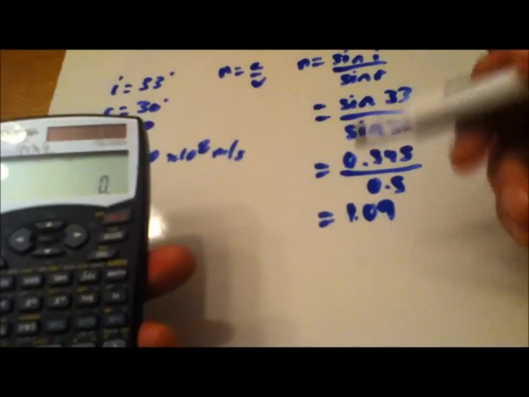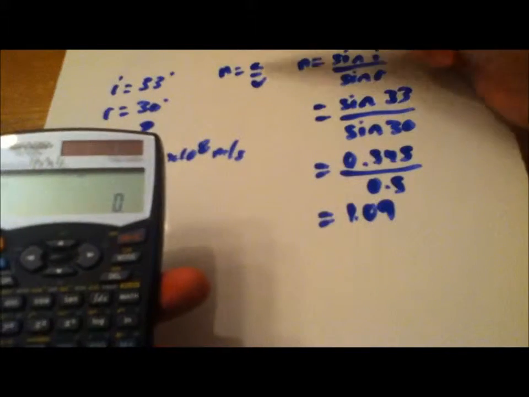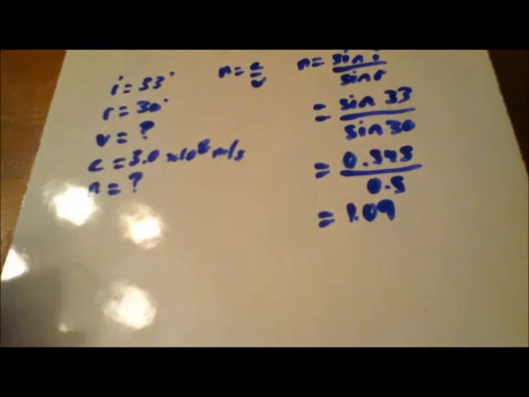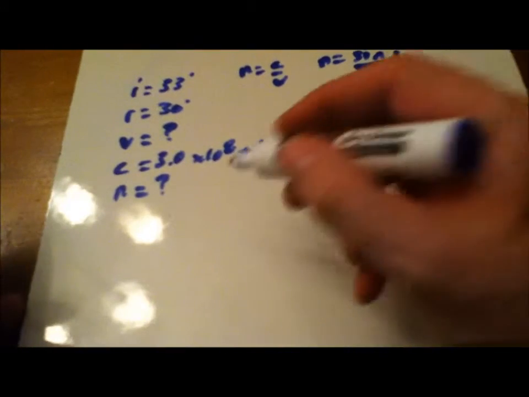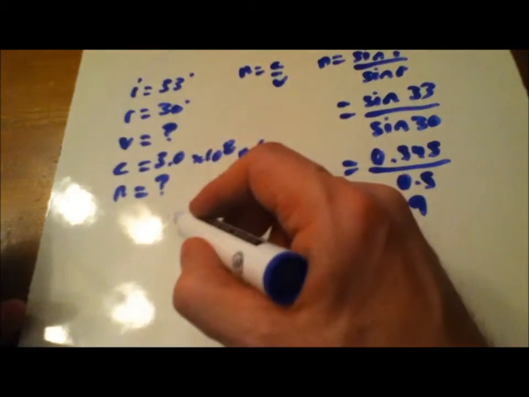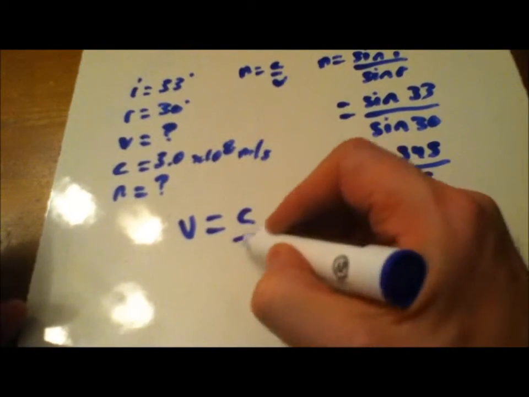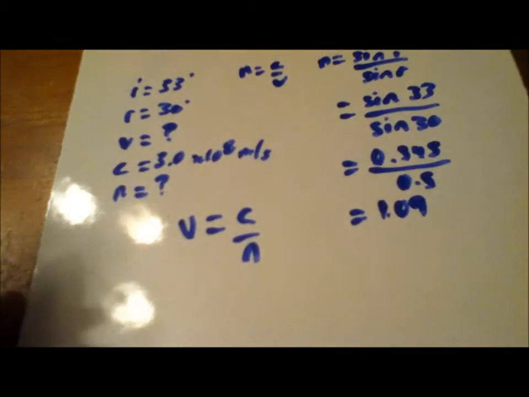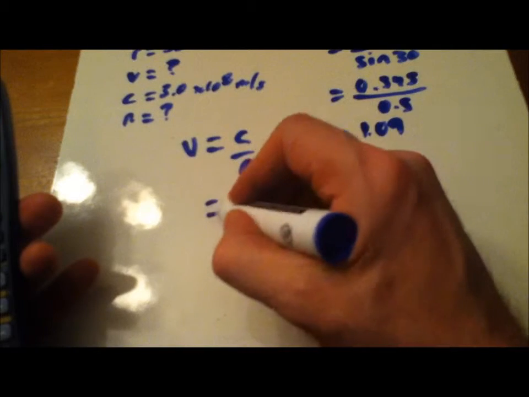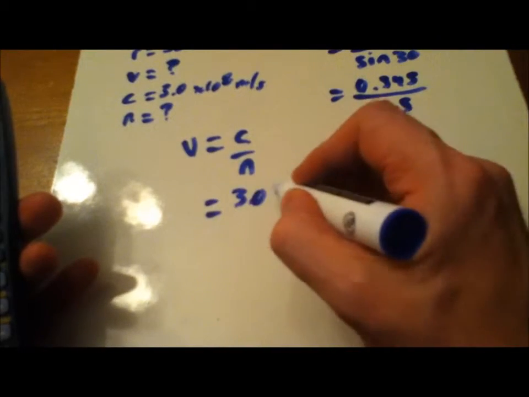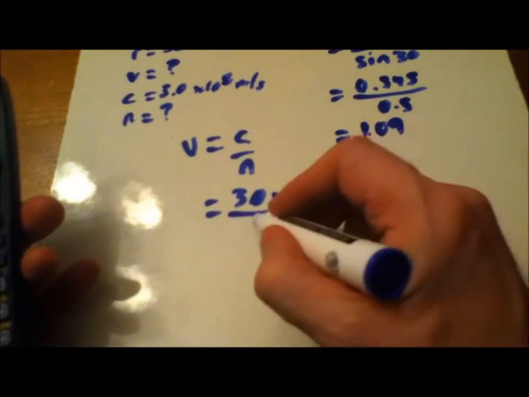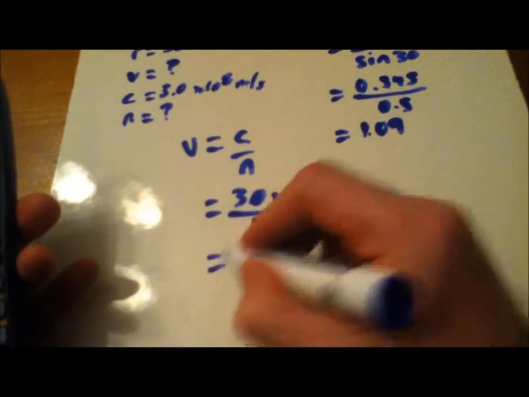So if you look at what we actually now have, we've got N, we've got C, now we can calculate V. If you remember from the previous videos, the rearranged form of this particular formula is V equals C over N. And if you want to figure that out algebraically, just refer to the previous video. Now we just substitute the values in, so 3.0 times 10 to the power of 8 meters per second divided by our index of refraction, which is 1.09.